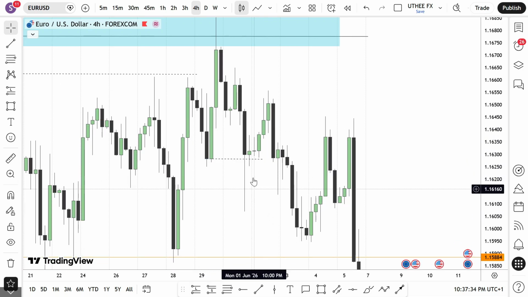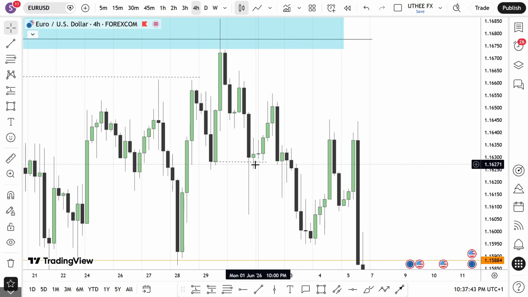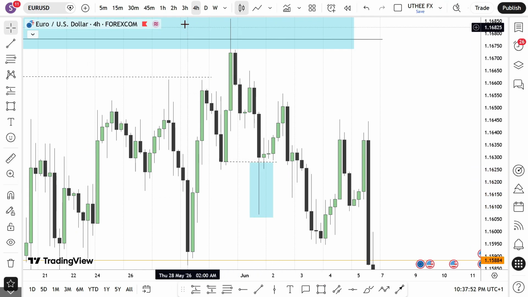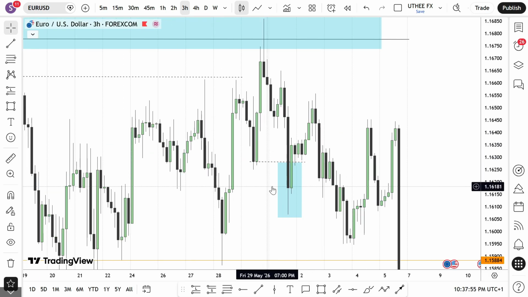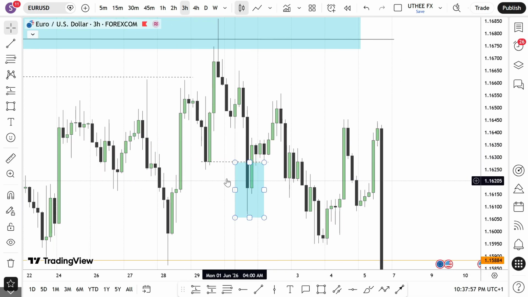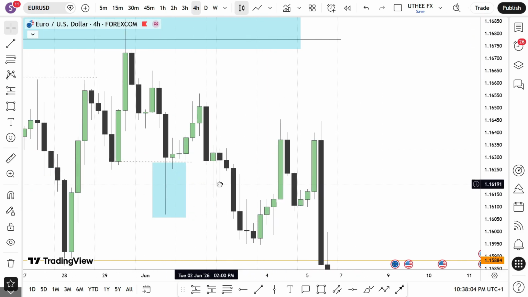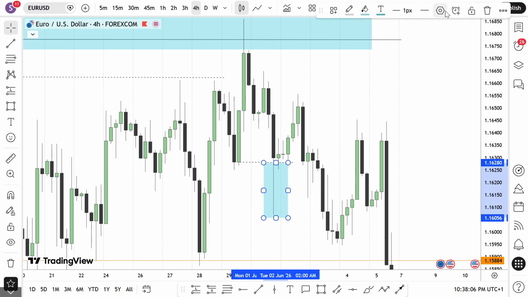You understand? Some strategies interpret a wick as a break of structure. But me, I interpret a full body close as a break of structure. Why? Because a wick on a higher time frame is not a wick, it's a full body close on a lower time frame. This 4 hours, you see, on 3 hours, is this not a break of structure? It's a break of structure. So I don't completely condemn wicks. So this is a breakout for me. You mark this as a breakout.